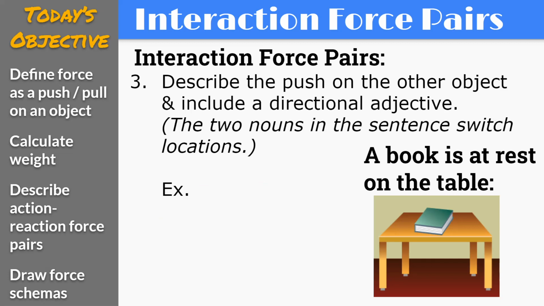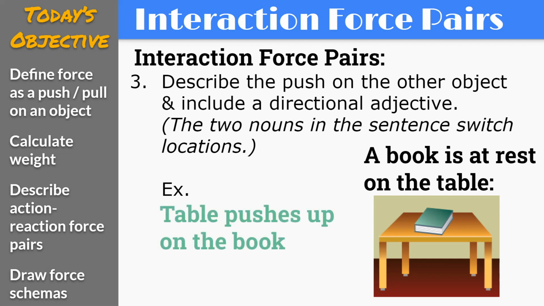The third step is to describe the push on the other object and include a directional adjective. The two nouns in the sentence switch locations. I had book pushes down on table. Now I have table pushes up on book. The direction is opposite: the first one was down, this one is up. And the order of my two nouns, table and book, are flipped. Really basic, I'm pretty sure y'all could do this, but those are the steps for going through it.